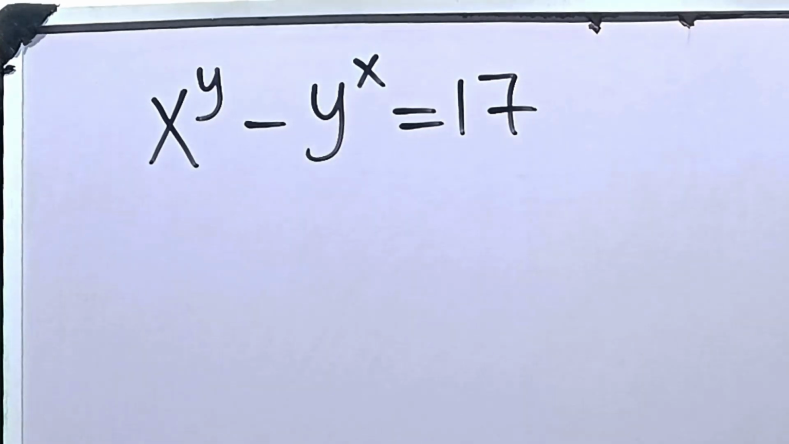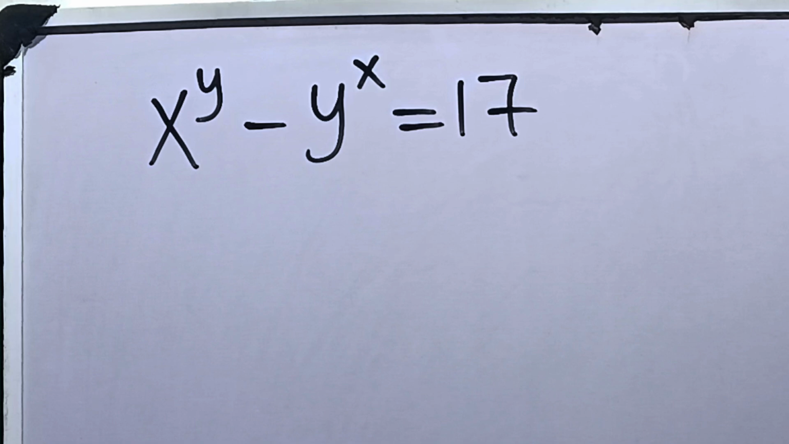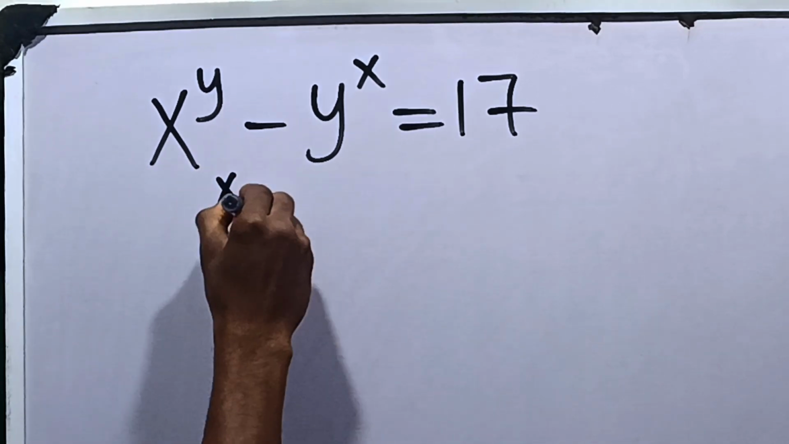Let's solve this interesting Olympiad equation together. It says x raised to power y minus y raised to power x is equal to 17. We are about to solve for x and y in this question.